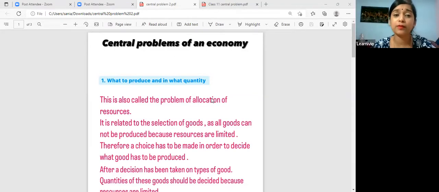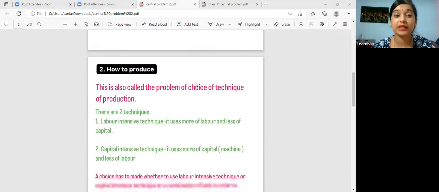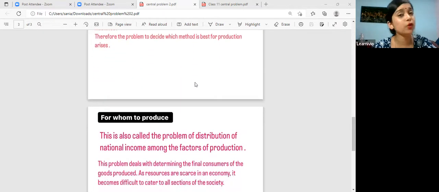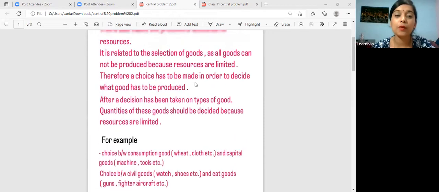So basically, central problem of an economy, right? So basically there are three problems. What to produce, second how to produce, and third one is for whom to produce, right?